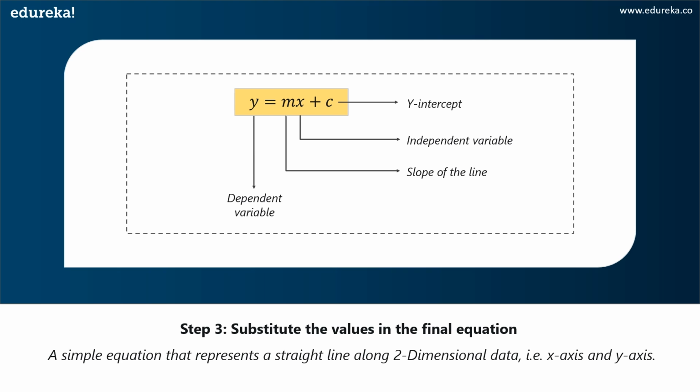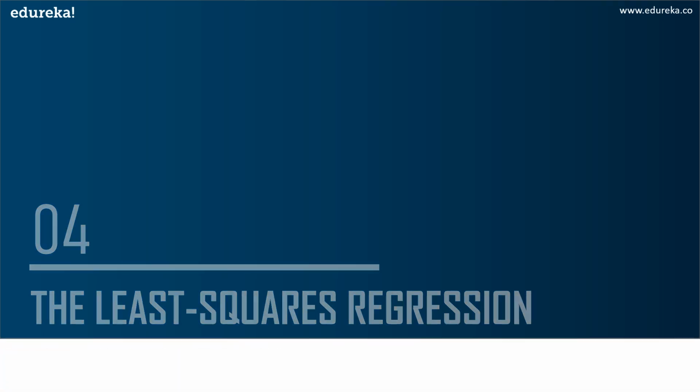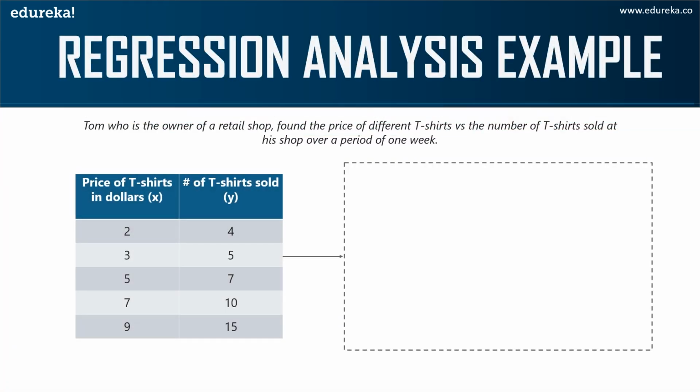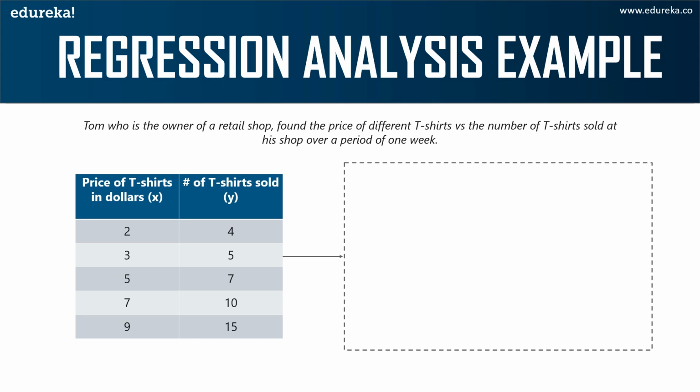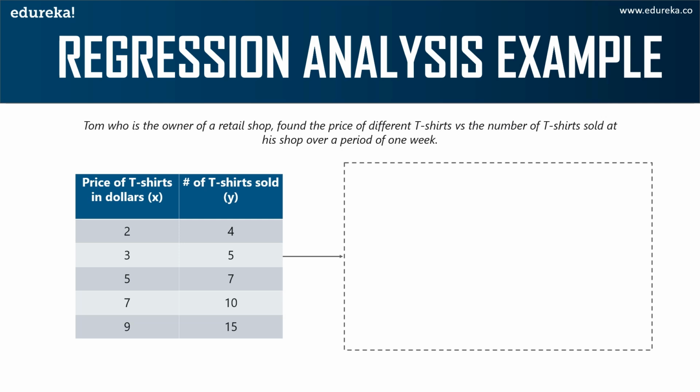So now to better understand this, let's look at an example and see how you can use the least square regression method to compute the line of best fit. Now consider an example. Let's say that there's this guy known as Tom, and he's the owner of a retail shop, and he found the price of different t-shirts versus the number of t-shirts that are sold at his shop over a period of 1 week. Right? So basically the price of your t-shirt versus the number of t-shirts that are sold. So let's use the concept of least square regression to find the line of best fit for this data set.